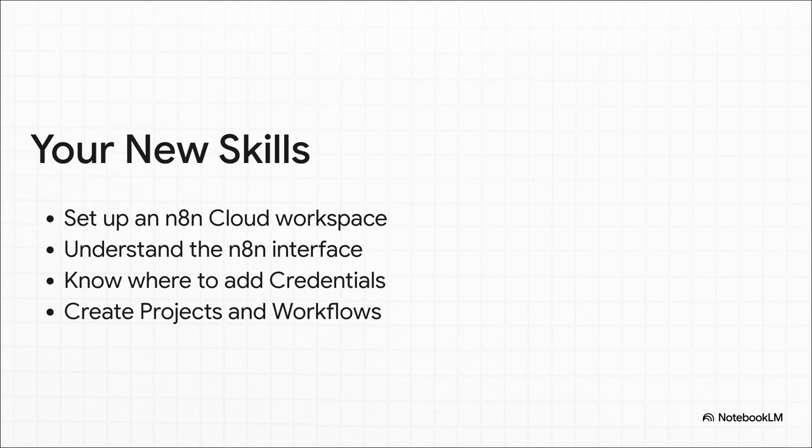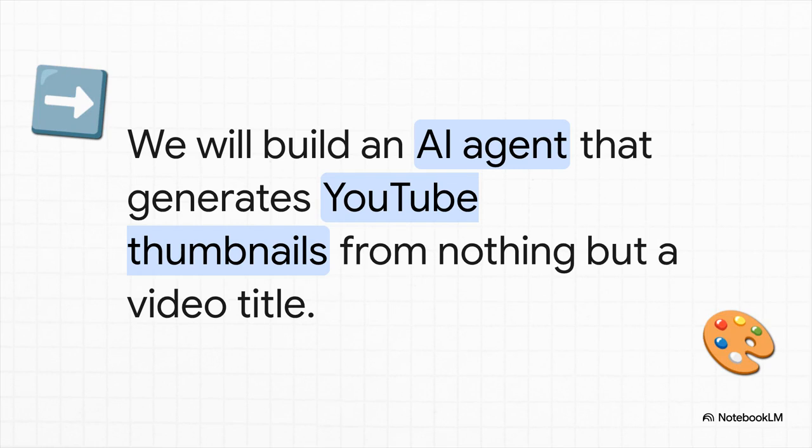Let's just quickly recap what you just did. You now have a fully set up workspace. You know how to get around the interface. You know exactly where to add the keys to all your tools. And you know how to keep everything neat with projects and workflows. That is a massive step forward. And with this foundation solidly in place, we are ready for the real fun. In our next explainer, we're going to take all these new skills and build our first real AI agent, one that automatically designs 3 unique YouTube thumbnails using nothing but a video title.